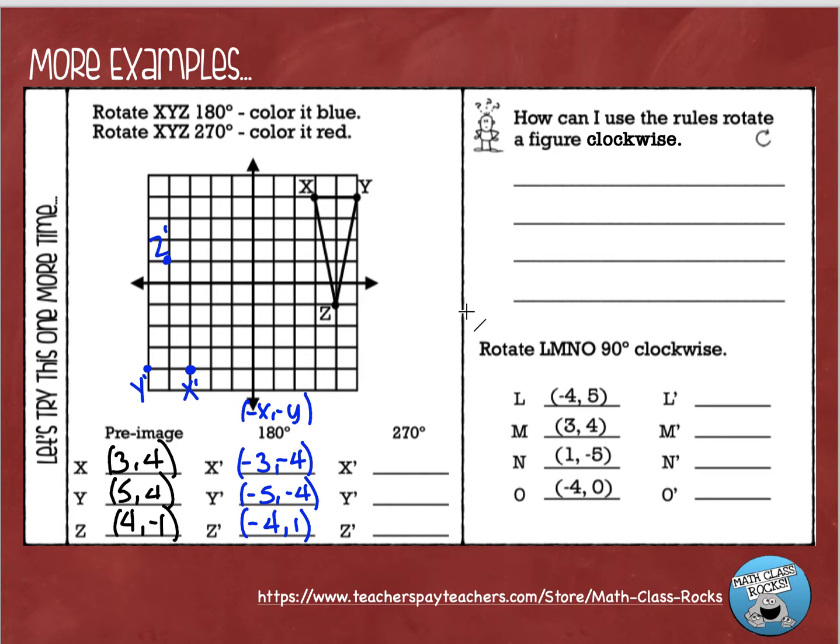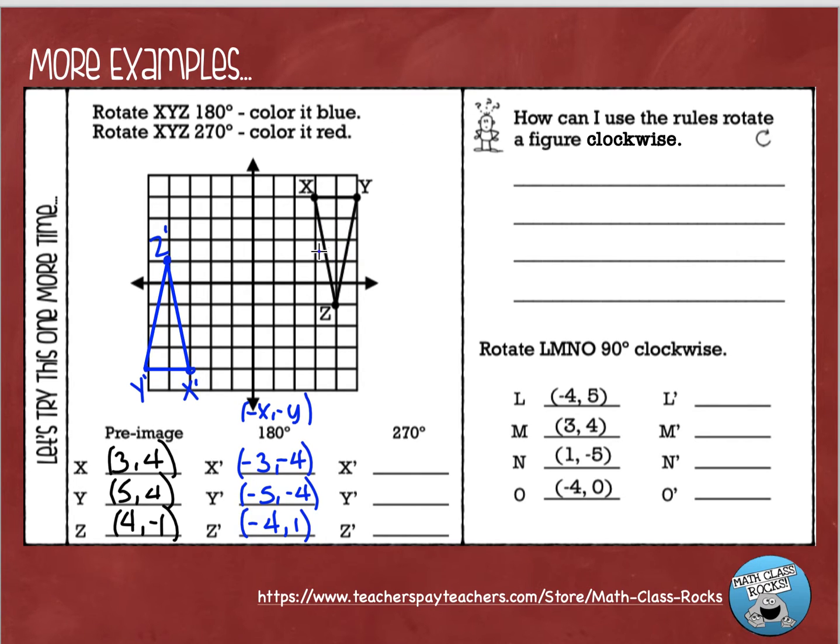All right, now I'm going to draw some lines again, because we always want to connect the points for our new figure so we can really see what is happening to it here. And this is what triangle XYZ is going to look like after it is rotated 180 degrees.